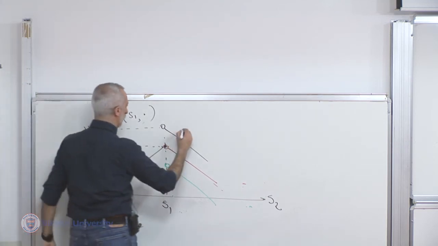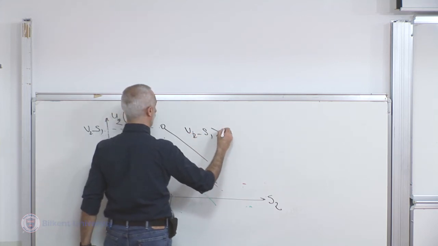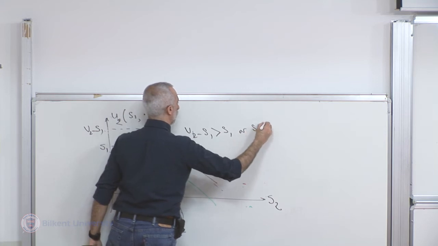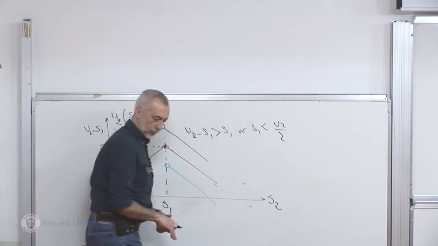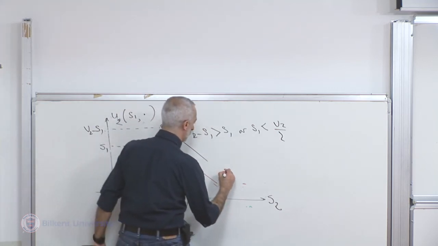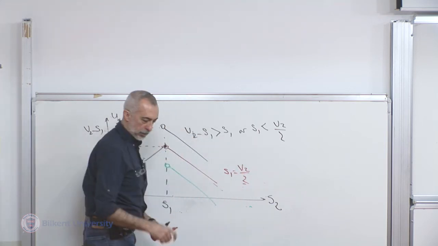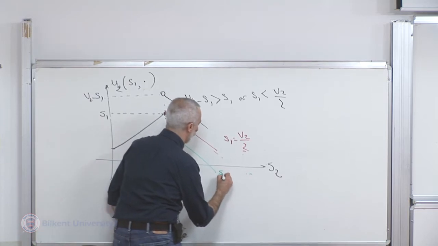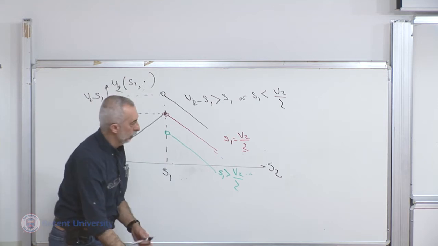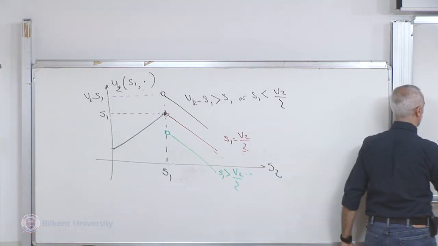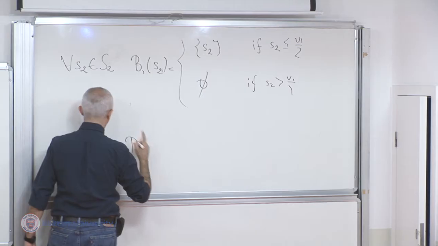The black situation is where V2 minus S1 is bigger than S1, or S1 is less than V2 over 2. The red case is where, I'll just go fast, S1 is equal to V2 over 2. And the green is when S1 is bigger than V2 over 2. So we write the best response corresponding to player 1, player 2.